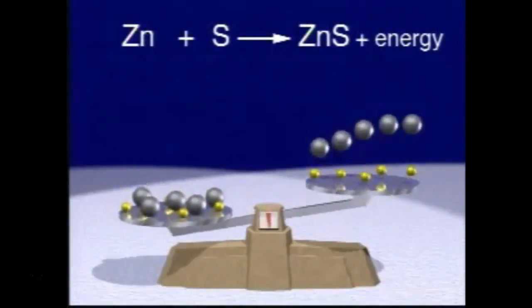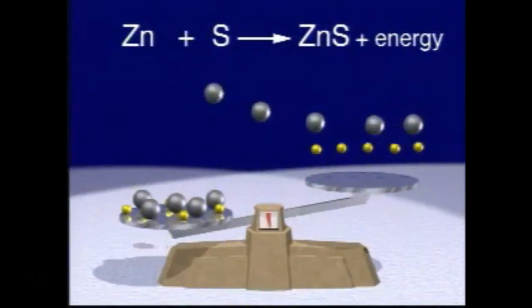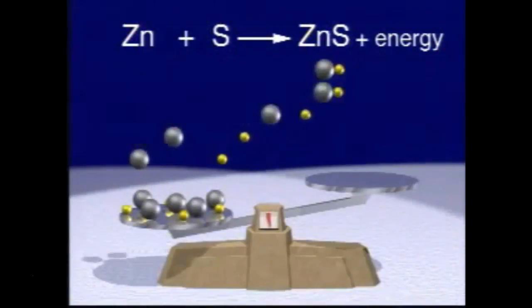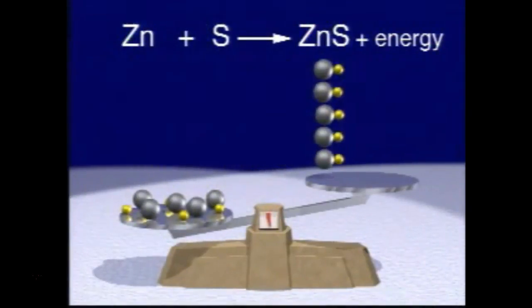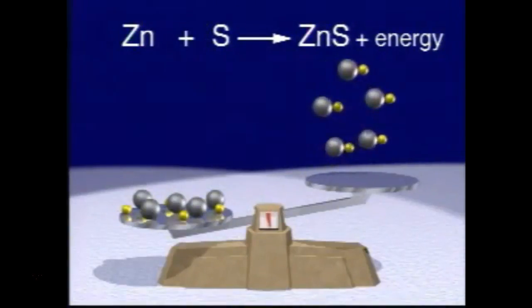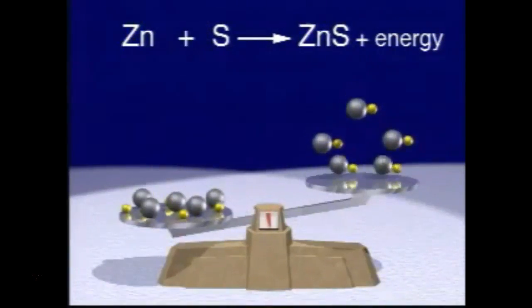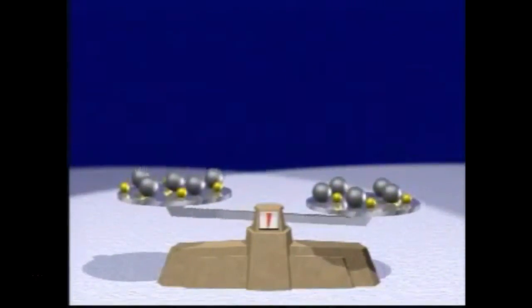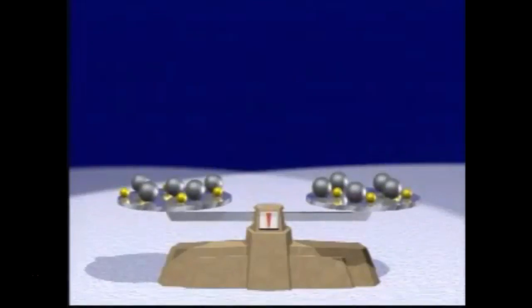Consider the reaction of zinc with sulfur atoms on one side of the balance to form zinc sulfide. 5 zinc atoms will react with 5 sulfur atoms with a tremendous release of energy to form 5 zinc sulfide molecules. The two sides still exactly balance. The total number of zinc and sulfur atoms on each side are still identical, demonstrating the law of conservation of mass.